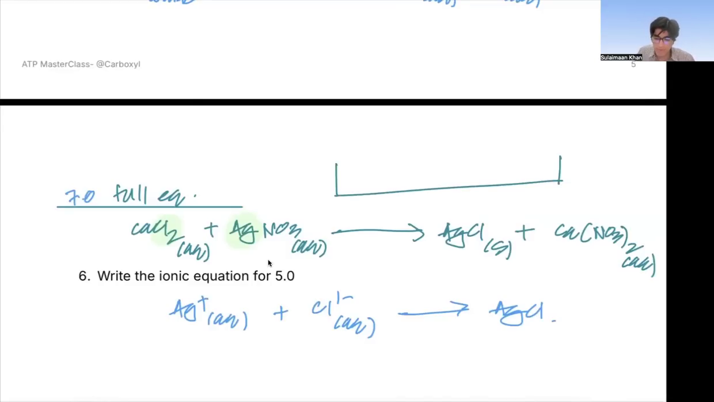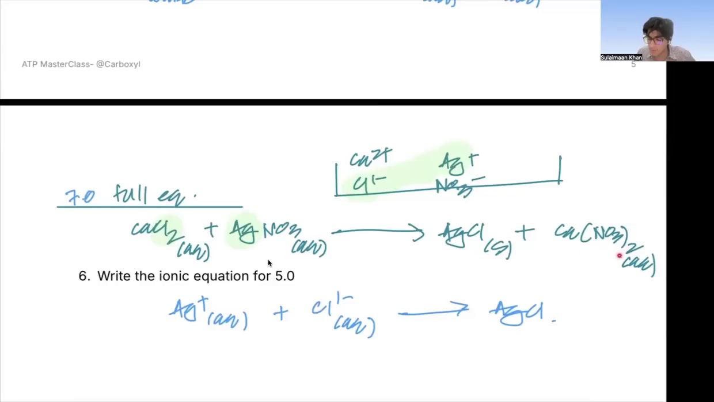When you have two aqueous salts, what I tell you is to break them into ions. Then look into them: can a solid form? Yes, silver chloride can form. So what's left behind? Calcium nitrate, aqueous.